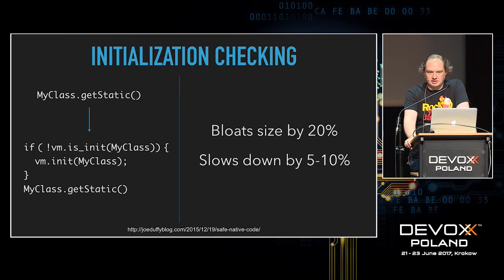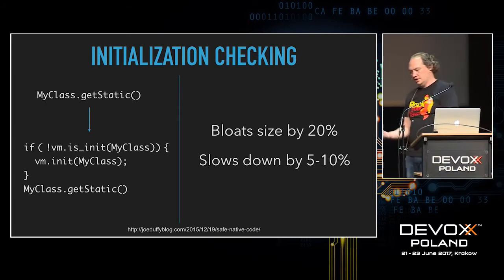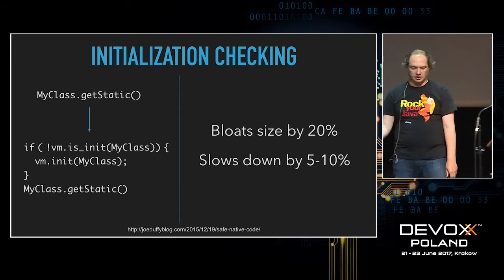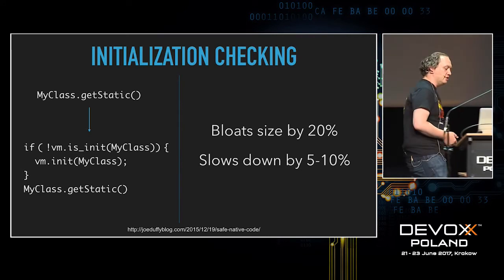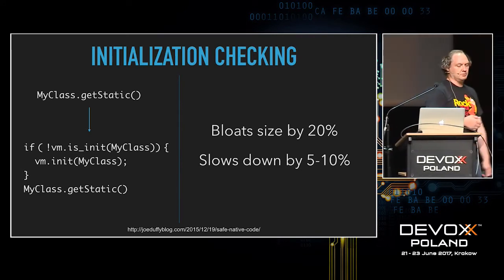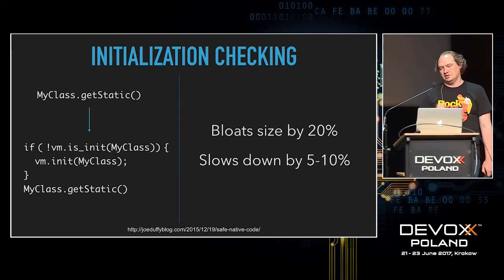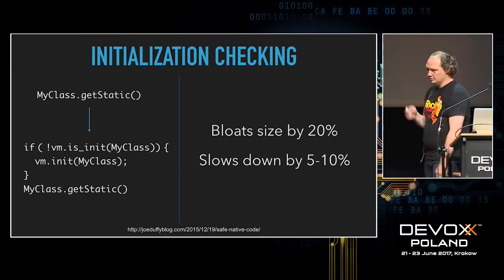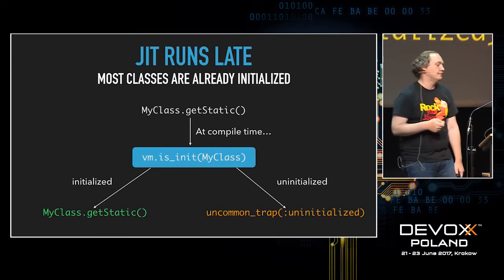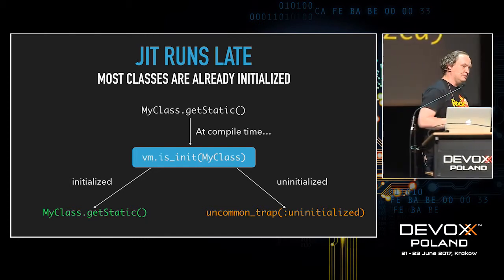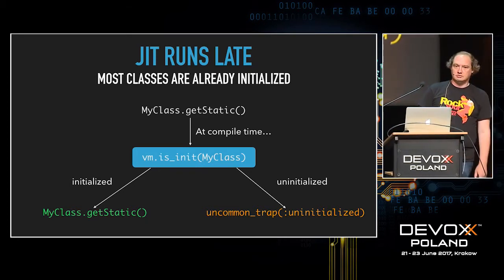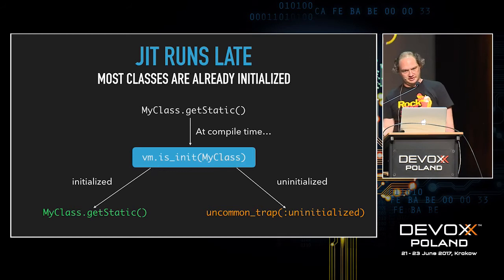C# actually made this behavior optional. You can decide eager or lazy. But in Java, it has to be lazy. And that makes it hard on the ahead-of-time compiler. It would have to generate a lot more code. And that code would actually be slower than what the just-in-time compiler would produce. Because the just-in-time compiler gets the benefit of running later.